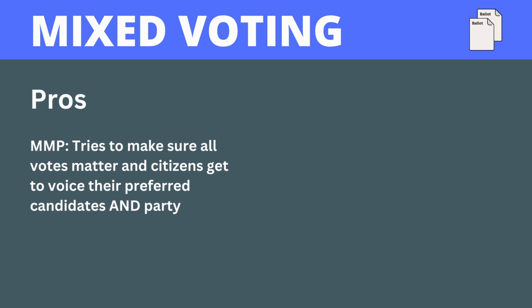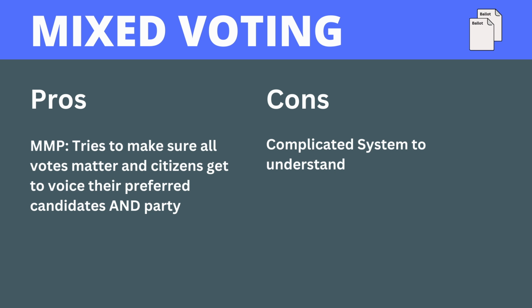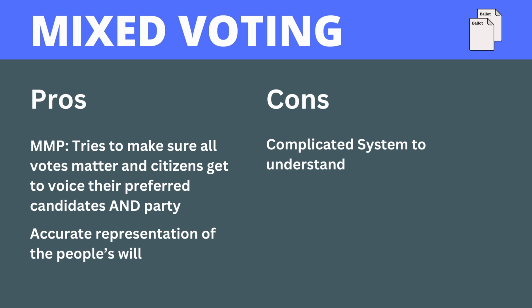By having the 2 votes influence one another, the MMP tries to accurately reflect the will of the people. On the other hand, mixed systems are usually complicated and hard to understand. In order to accurately reflect the people's will, more politicians might be voted into office, which increases the administrative cost.